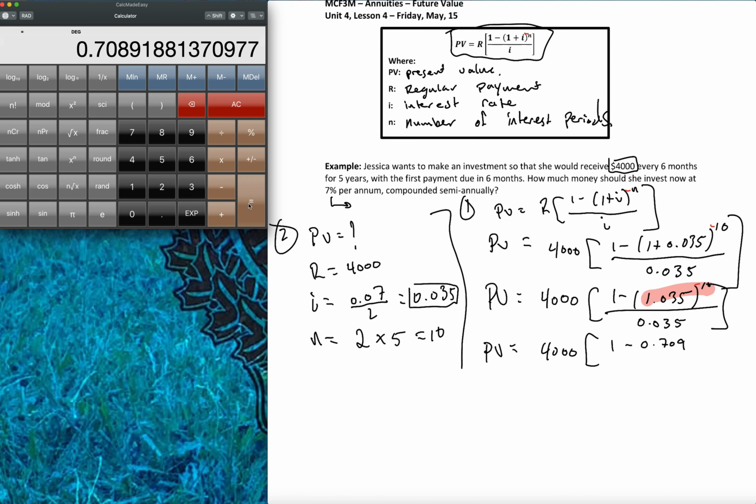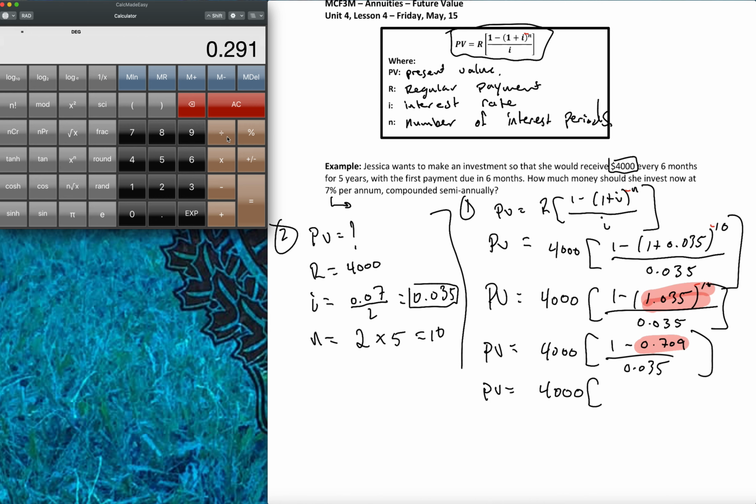Okay. And that number, again, I like doing this just so everybody can see, that number comes from doing the math on that. And then I have to divide by 0.035. The most tedious thing is actually the work inside the brackets. So the present value is going to be 4,000 multiplied by 1 minus 0.709, which is equal to 0.291.